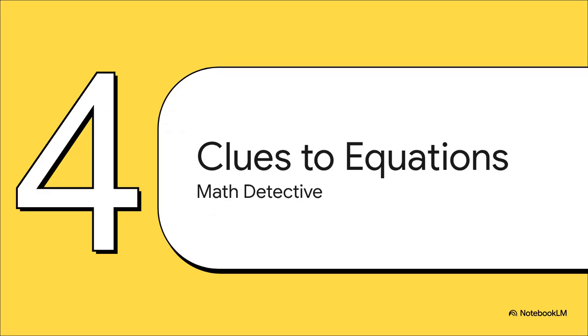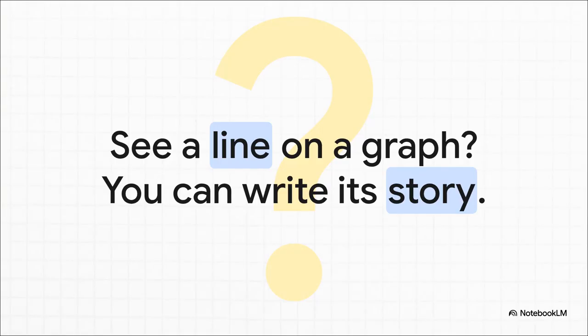All right, now we're going to flip the script. Instead of me just giving you the function, we're going to become detectives. We'll get some clues, maybe a graph, a couple of data points, and our job is to figure out the equation. So here's our first case. You see this line on a graph. It tells a story of constant change, right? So how do we translate that picture back into an actual equation?